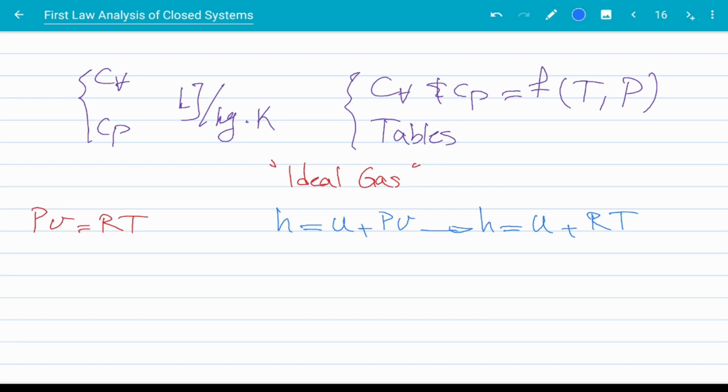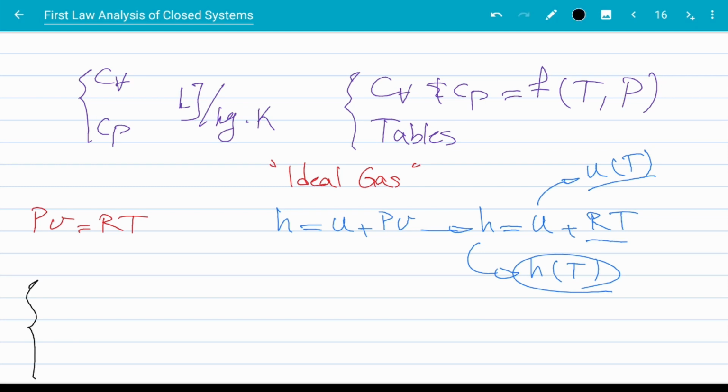Okay. Now, for ideal gases, internal energy is a function of temperature only. Now, generally, for substances, internal energy is a function of temperature and pressure, but for ideal gases, in the range of low pressures, low densities, and high temperatures, internal energy of an ideal gas is a function of temperature only. Now, because this is a function of temperature only, and R times temperature obviously is a function of temperature, enthalpy of an ideal gas is a function of temperature as well. So for ideal gas, both enthalpy and internal energy are functions of temperature only.